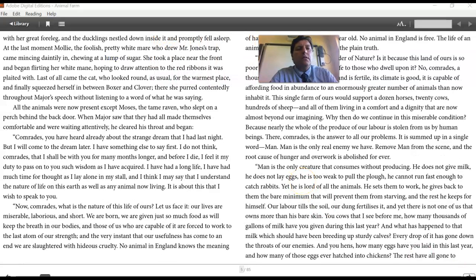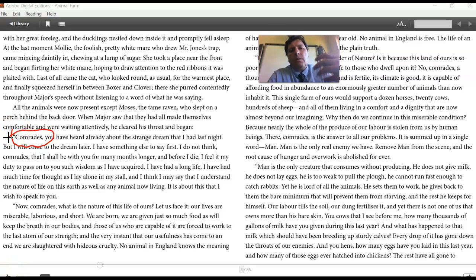So the story continues, and old Major starts to converse with these people, all these animals. Now all the animals were present except Moses, a tame raven, who slept on a perch behind the back door. And when Major saw they all made themselves comfortable and were waiting attentively, he cleared his throat and began. Now he uses the language of revolution. He uses the word comrade. Comrade, there it is there.